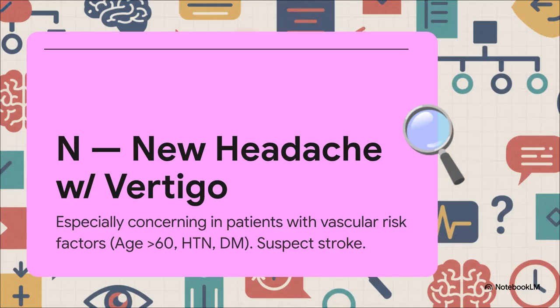Our second N is for a new headache that comes along with the vertigo. Now, yeah, vestibular migraine is common, but context is everything here. If your patient's over 50 and has vascular risk factors like high blood pressure or diabetes, that combo should make you think posterior circulation stroke and think it seriously.